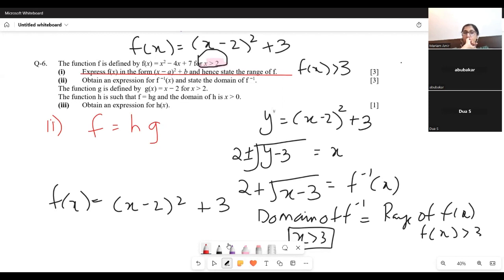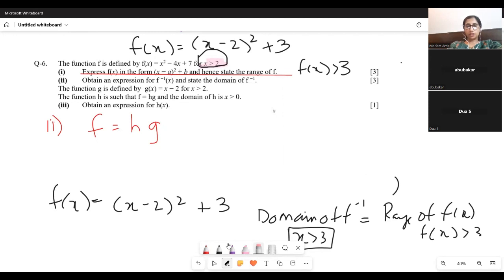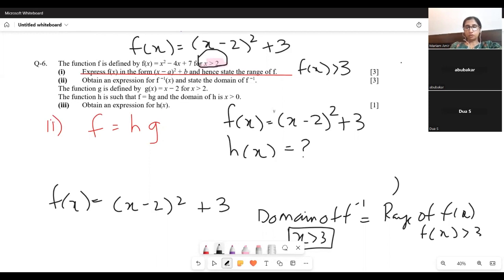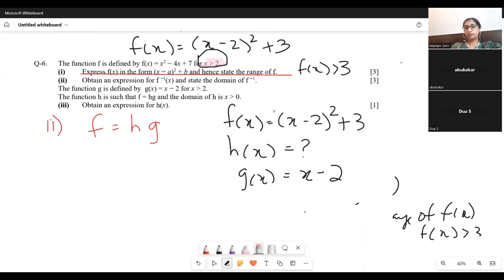Not fg inverse. You have to give the actual function hx, like 2x plus 3. Exactly. वो function आप बताइए, करके देखते हैं. We have fx and we have gx. Fx in completed square form is this, x minus 2 whole square plus 3. Or hx कोई function है, we don't know what that is, but we know what is gx. Gx is x minus 2. किस इनपुट फंक्शन के अंदर जब आप gx पुट करोगे तो you'll get fx.